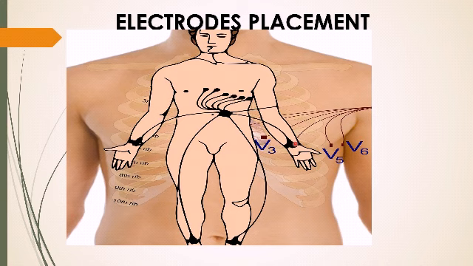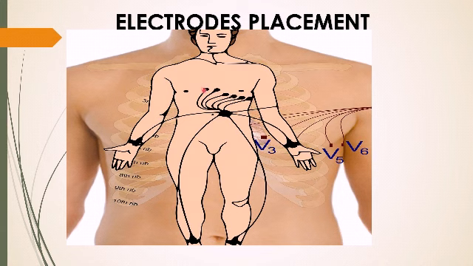The third electrode is placed on the left foot. It is not exactly on the foot, but above the ankle joint, just here. Then there is another electrode, it is neutral. It is placed on the right foot at the same level as the electrode on the left foot. Those are the placements of electrodes for the limbs. Now let's see for the chest.